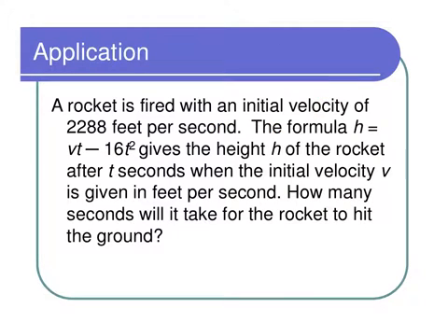Alright, we're going to end with a word problem. A rocket is fired with an initial velocity of 2,288 feet per second. The formula h equals vt minus 16t squared gives the height of the rocket after t seconds when the initial velocity v is given in feet per second. How many seconds will it take the rocket to hit the ground?